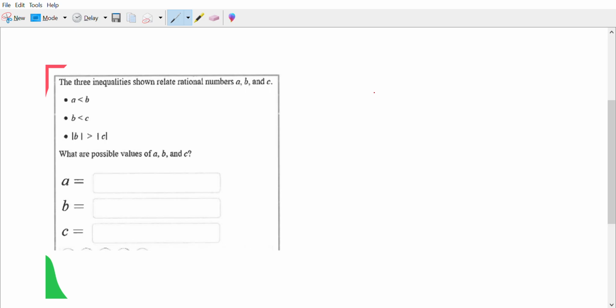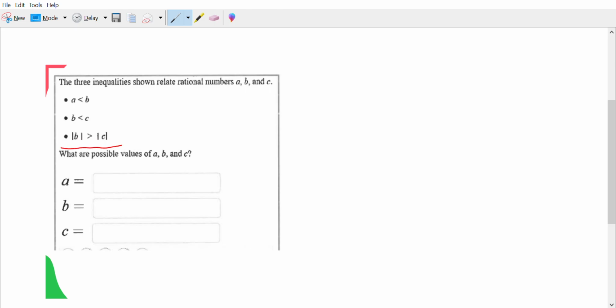So with the question being what are possible values, your answer may not be the same as my answer, but that doesn't mean yours is wrong because there are infinite possibilities for this answer. So we have A is less than B. Okay, well, any number can be less than whatever we want B to be. B is less than C, but this last statement is the one that's kind of tricky.